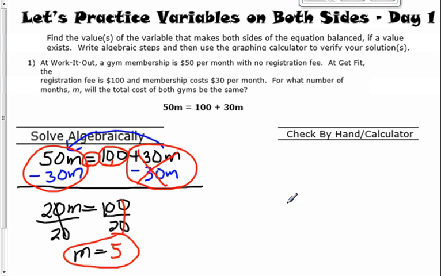So my answer here is 5. Now, to go back and plug it in, I'm going to use the same equation, but everywhere I have the letter m, I'm going to plug in the number 5. So in 2 spots, instead of the m, I'm going to use a 5. So here we go. 50 times 5 is equal to 100 plus 30 times 5.